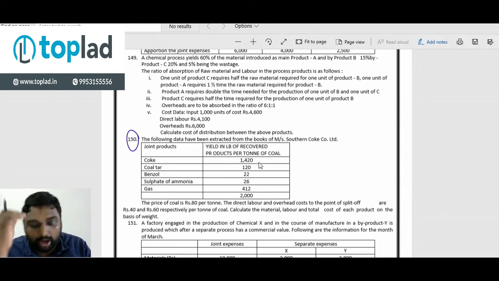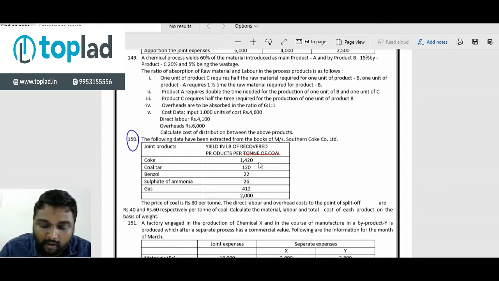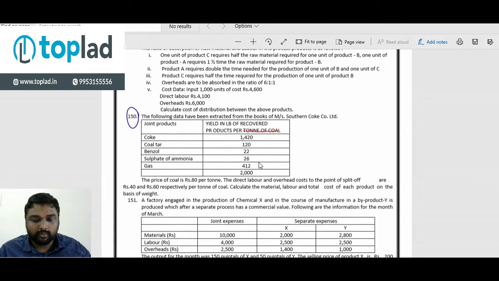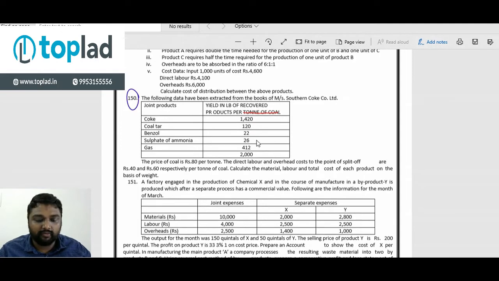The following, question number 150. The following data have been extracted from the books of MS Southern Company Limited. Joint product yield in tons of coal, given in tons. They are asking us about coke, coal tar, benzol, sulfate, and gas.